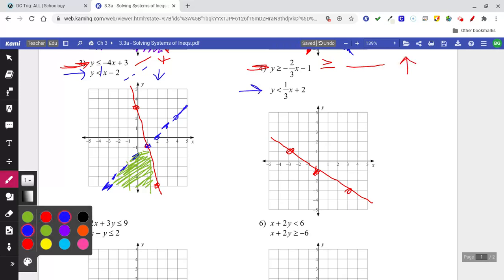So we look at this one. Start at 2. Give it a slope of 1/3, up 1, right 3, or down 1, left 3. Looks like that. Less than means it's dotted, and we shade down. So above the red one, below the blue one is in here.